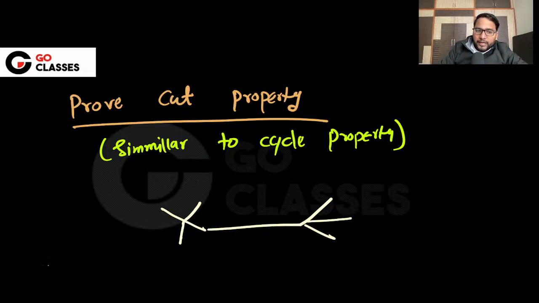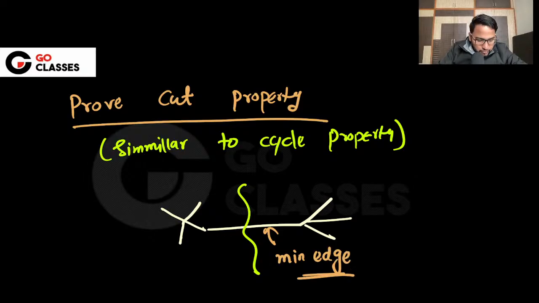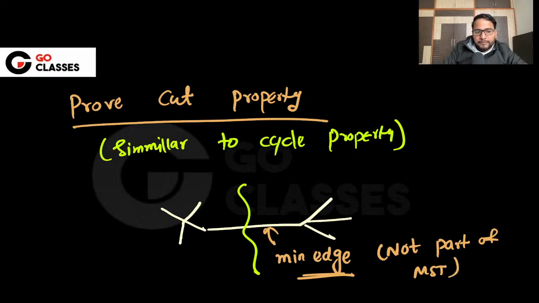So here, let's suppose I have a cut, and let's suppose this is the minimum edge in this cut. For the sake of contradiction, assume this minimum edge is not part of the MST, which means there is some other edge. So let's suppose this is the MST that we draw. That was the cut here, but this is not the minimum edge. In this cut, I have taken some other edge.